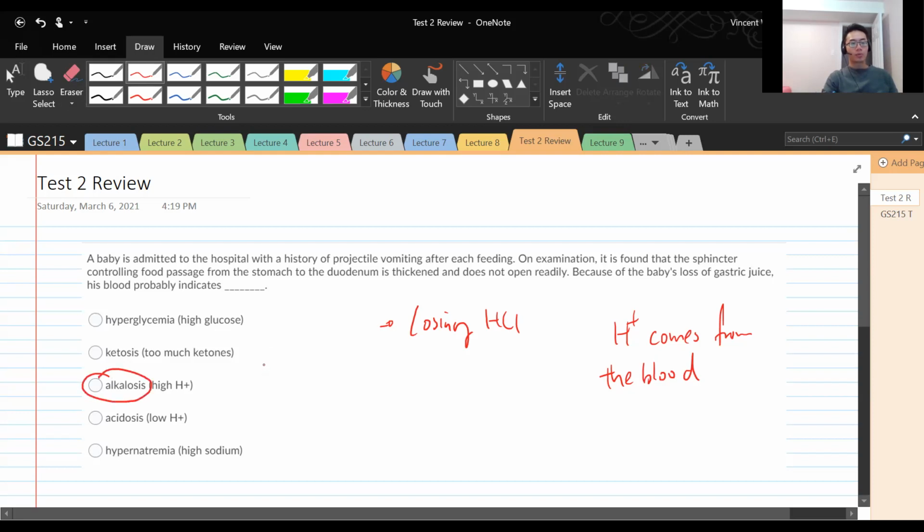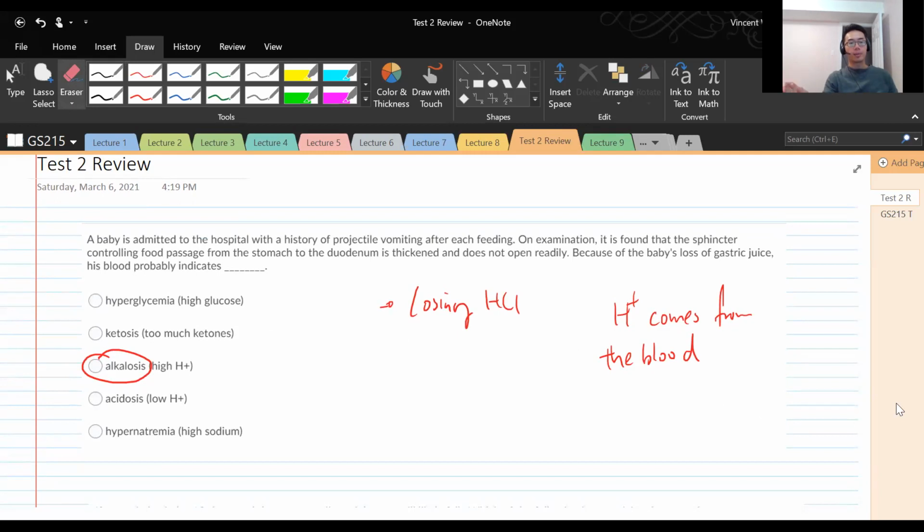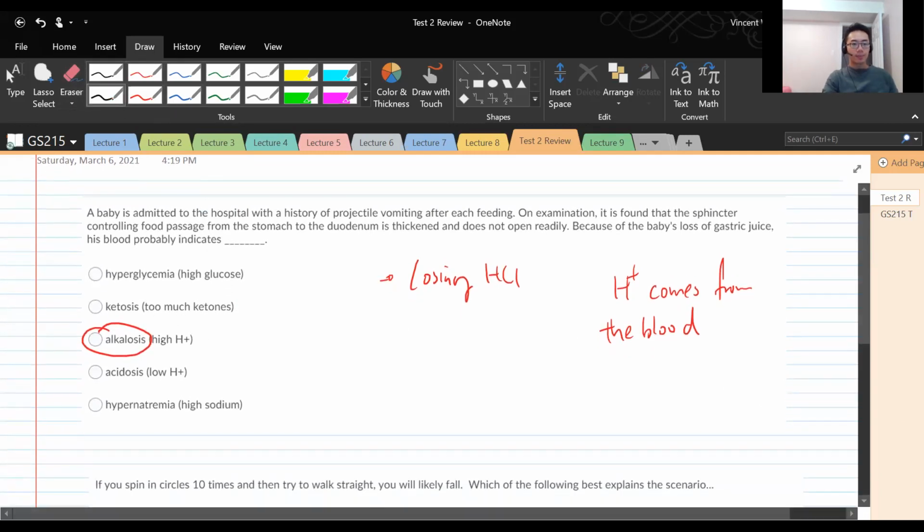Alkalosis, which means there's going to be a high pH. Oh, I actually realized that this is a typo here. That should mean high pH, low H plus. Maybe that's why it's confusing for some of you. Sorry. And acidosis means low pH and high H plus.